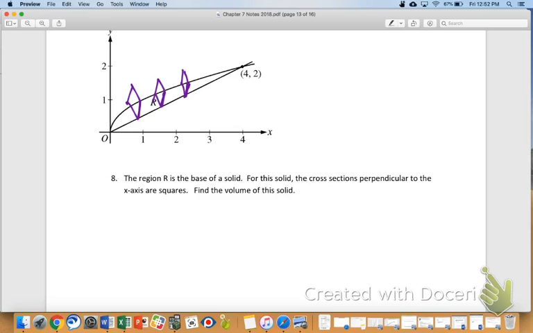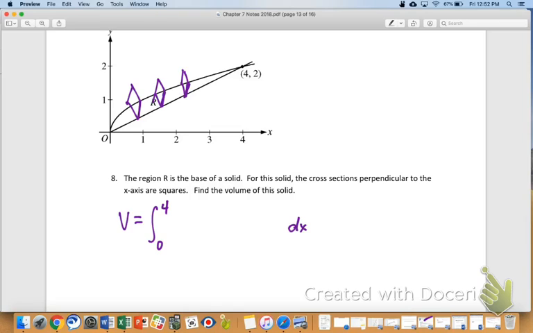Sort of? Yeah. Okay. So as soon as you see that it's cross sections, just go volume equals integral of something dy or something dx on this one. Have to be dx because we are perpendicular to the x. That's right. Okay, these are going to accumulate across this base region from where to where? 0 to 4, from left to right. Yep, because we're perpendicular to the x, we'll accumulate from 0 to 4.